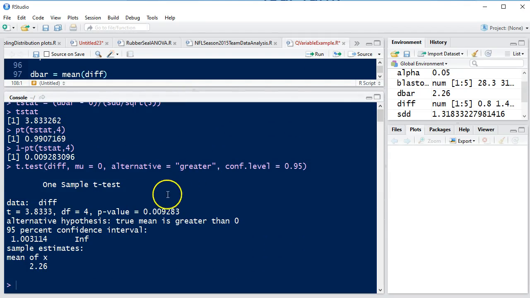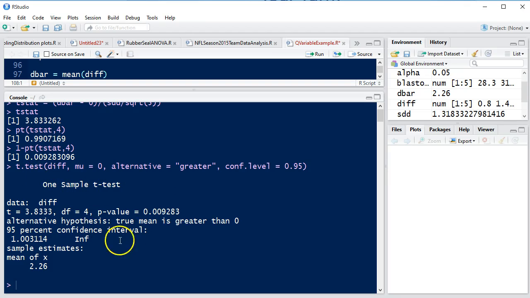let's look at the console a little bit better. We can see that we have the exact same test statistic that we had by calculating this by hand. So 3.833262. And we have degrees of freedom of 4. Our p-value is then 0.009283. This is the same as what we got when we did it by hand, or basically just using R as more like a calculator rather than using the t.test command.